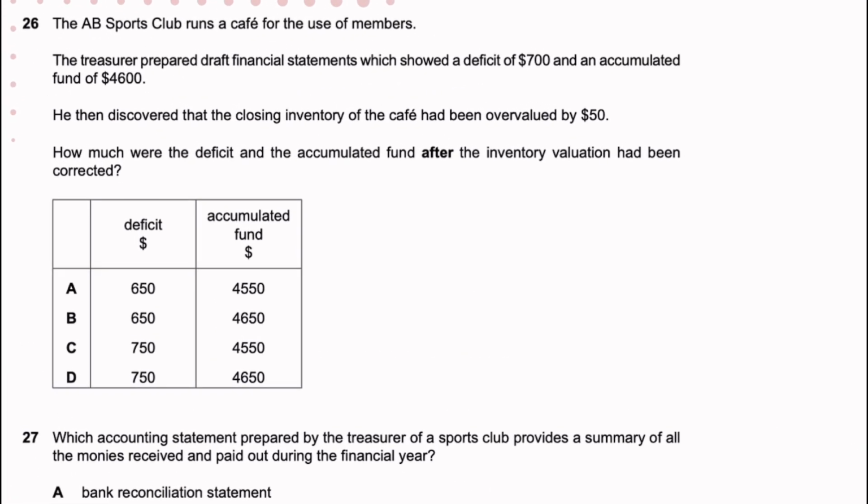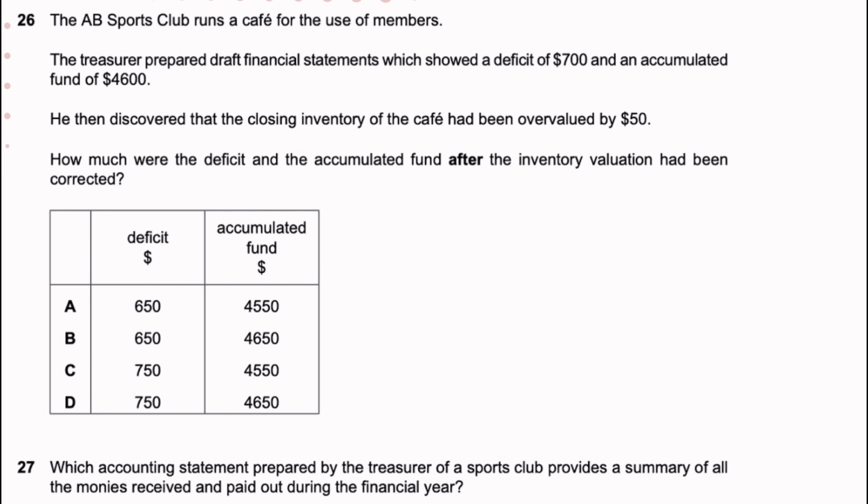Question 26. The AB Sports Club runs a cafe for the use of members. The treasurer prepared draft financial statements which show a deficit of 700 and an accumulated fund of 4,600. He then discovered that the closing inventory of the cafe had been overvalued by $50. How much were the deficit and accumulated fund after the inventory valuation had been corrected?